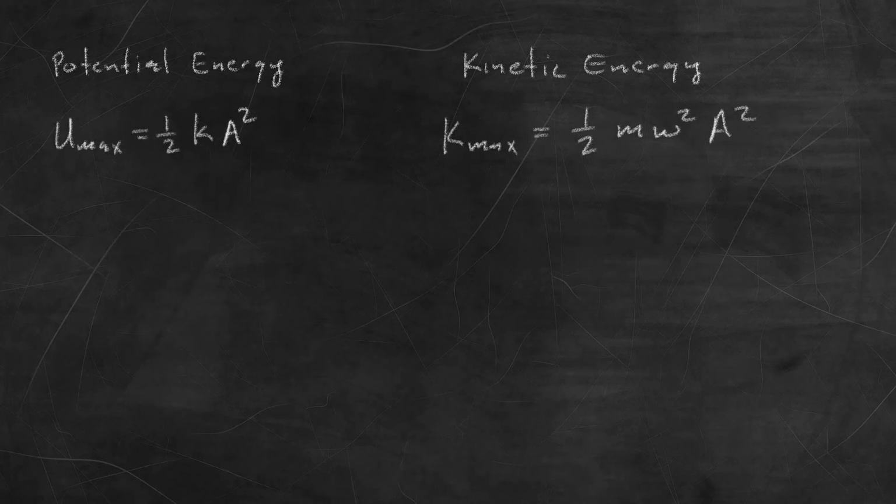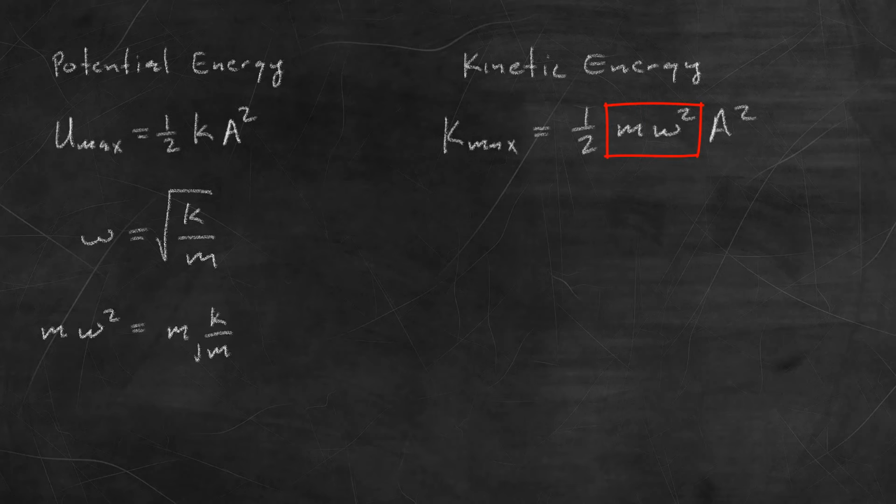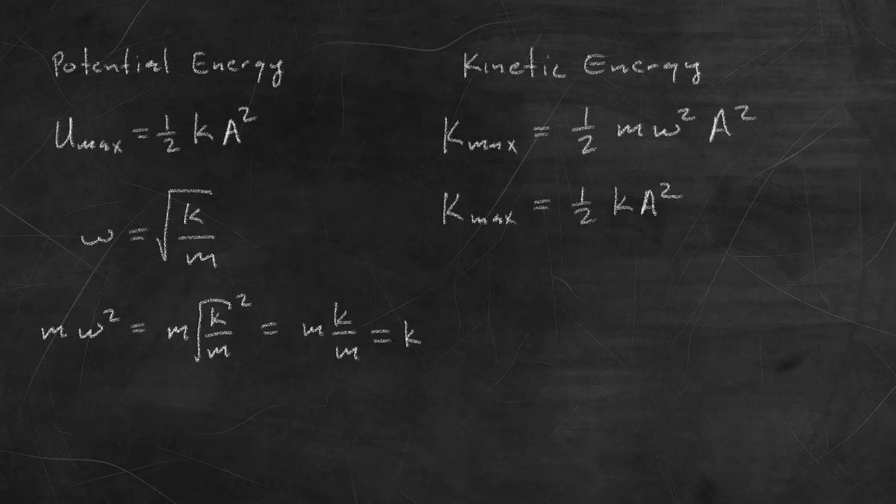Now we make use of the fact that omega can be written as the square root of the fraction k over m. Popping this into m omega squared from the maximum kinetic energy, we see that m times the square of the square root of k over m equals m times k over m, ultimately being equal to just k by itself. Thus, the maximum kinetic energy is Kmax equals 1/2 k A squared. Note that the maximum potential energy and the maximum kinetic energy are the same.